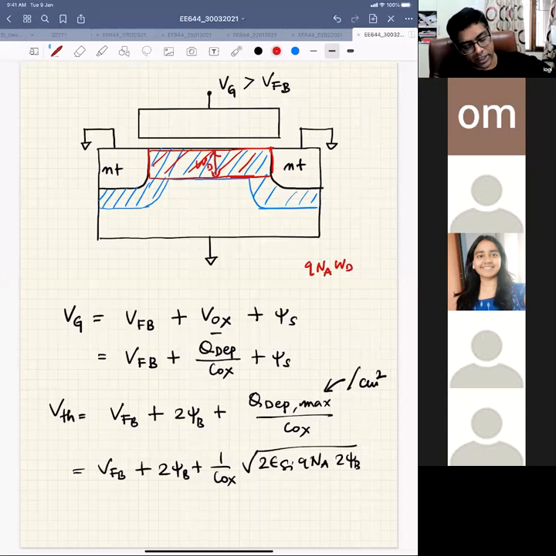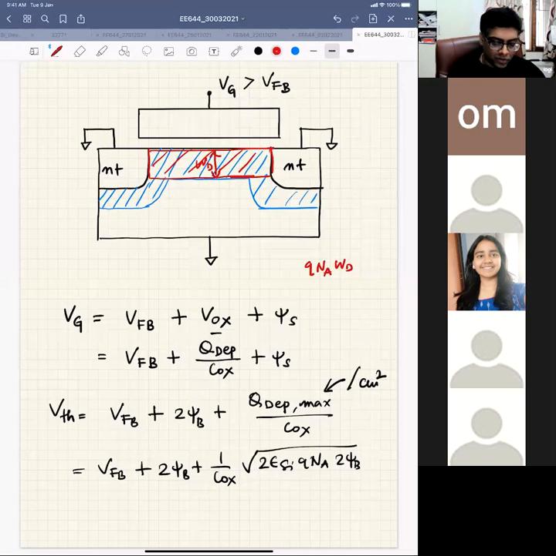And you're saying that gate is controlling this charge, right? So when you change the gate voltage, this q Na WD, this depletion charge, will also change. At some point your depletion width will be maximum, and after that the inversion layer will start forming, right?